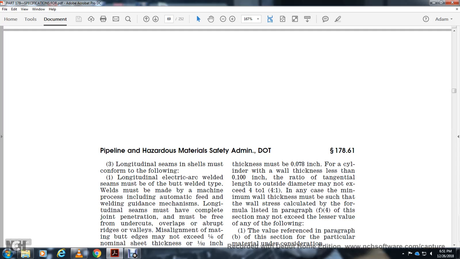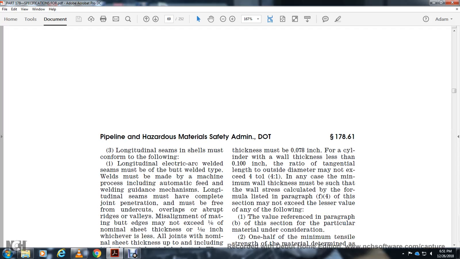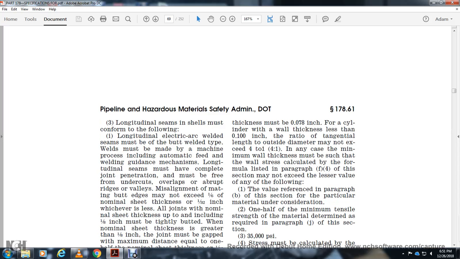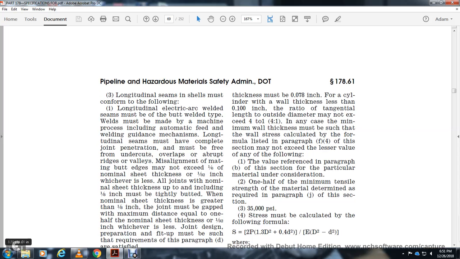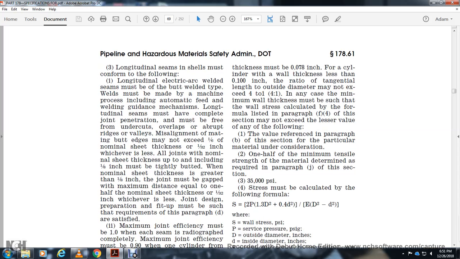The inspected longitudinal seams must have complete joint penetration. Undercuts, overlaps, or abrupt ridges, bellies, and misalignment of the butt edges may not exceed 1/6 of the nominal sheet thickness or 1/32 of an inch, whichever is less. All joints up to 1/8 of an inch must be tightly butted. With nominal steel thickness greater than 1/8 of an inch, the joint must be gapped with a maximum distance equal to 1/2 of the nominal sheet thickness or 1/32 of an inch, whichever is less. The joint design, preparation, and fit-up must be such that the requirements of paragraph D are satisfied.